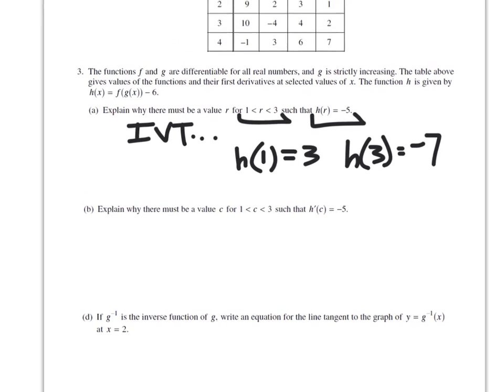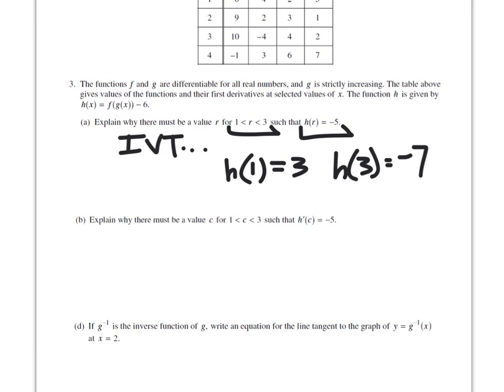Explain why there must be, right? The functions f and g are differentiable for all real numbers and g is strictly increasing. The table above gives values of the functions and their first derivatives at selected values of x. The function h is given by h of x equals f of g of x minus 6. Explain why there must be a value c between 1 and 3 such that h prime of c is equal to negative 5. What I would do here is I would simply find the slope of the secant line.